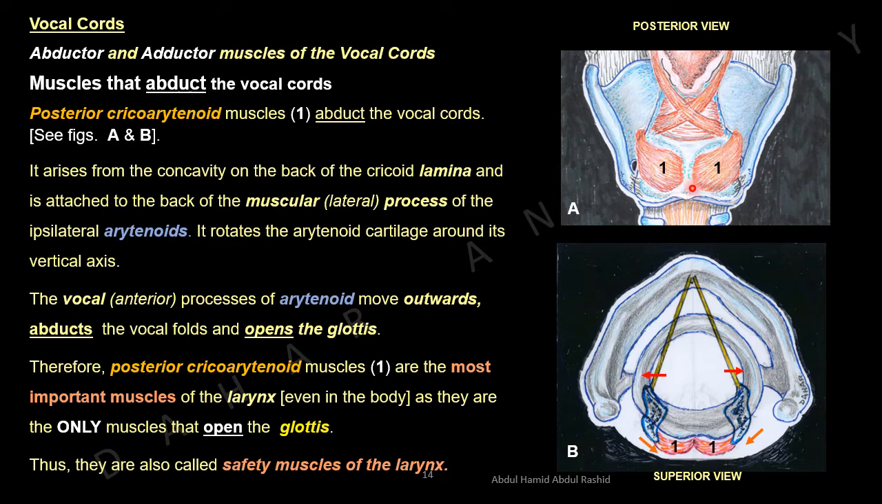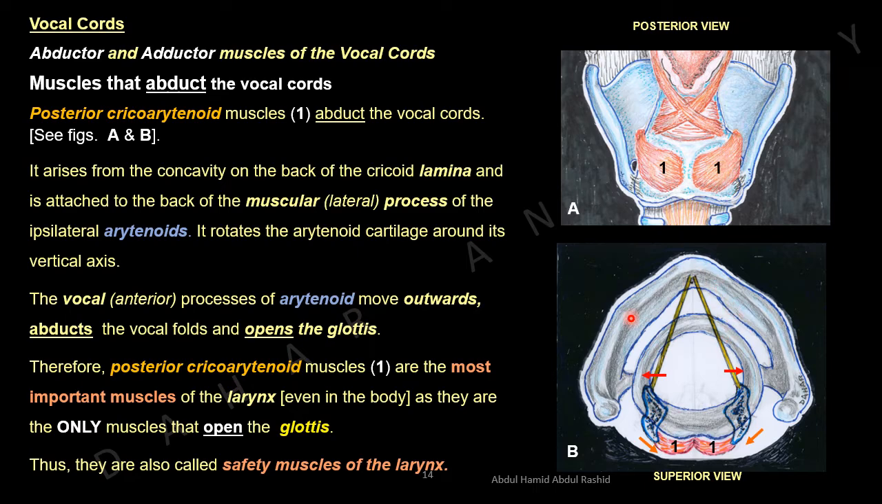There is a midline ridge. On either side of the midline, on the posterior surface of the lamina of the cricoid cartilage, we have a shallow fossa. Here is a pair of arytenoid cartilages. Laterally, they have the lateral process or muscular process. Now, this is one muscle you can see here that is coming from this fossa, that is posterior cricoarytenoid muscle.